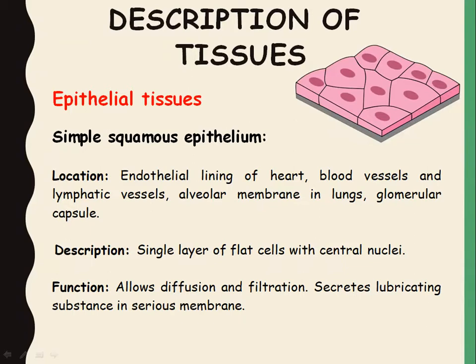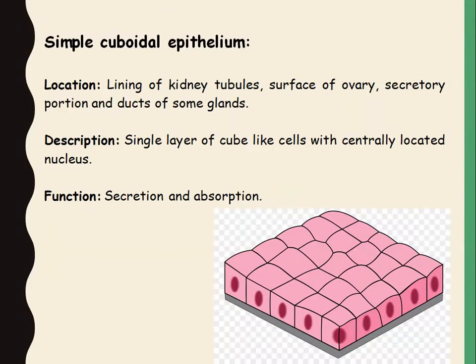Description is a single layer of flat cells with central nuclei. Now see in the diagram, these are the single layer of flat cells which contain the central nuclei. Function is to allow diffusion and filtration. They secrete lubricating substances in the serous membrane.